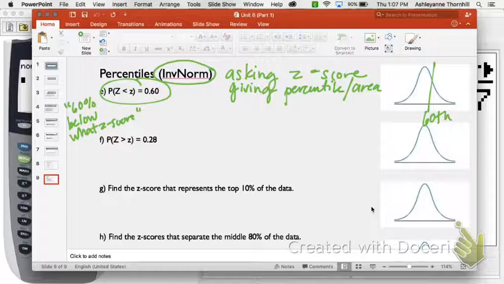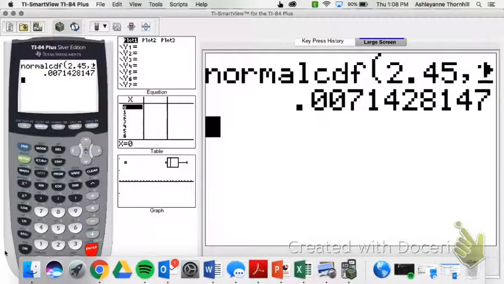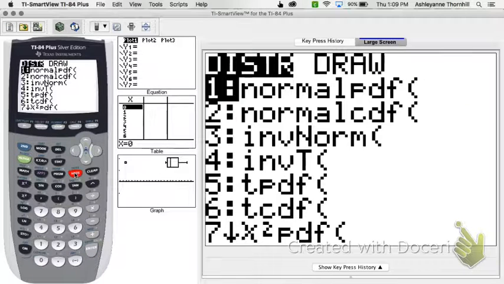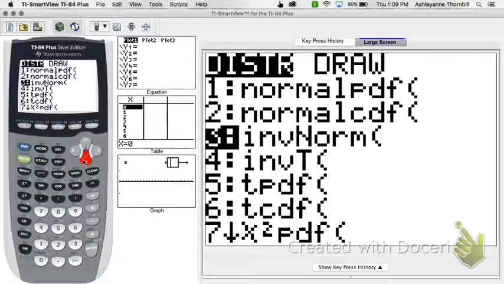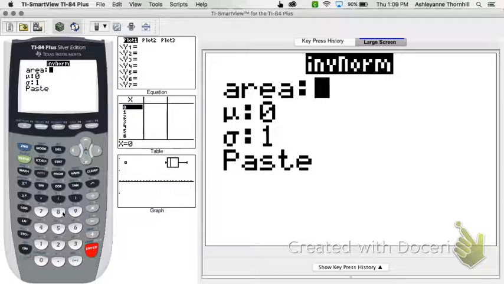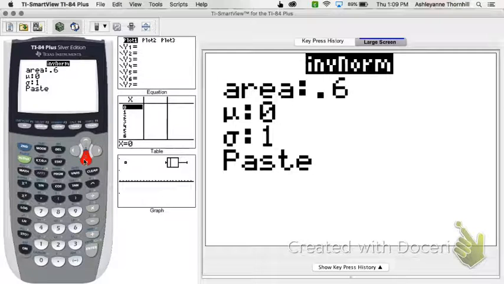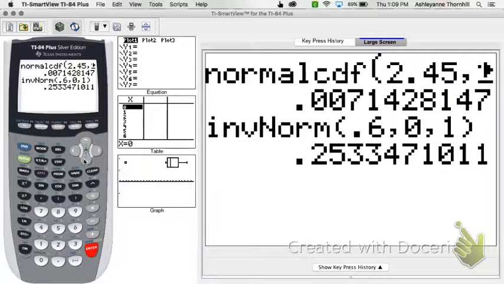So in my calculator, I'm going to pull it up here. I'm going to hit second vars again. Second vars. And now I'm going to go to option number 3, which is inverse norm. And for area, I'm going to put in 0.6. Then you'll leave the mean and the standard deviation as 0 and 1. The tail, leave it as left, always. Don't ever change that. Hit paste. And my z-score is 0.253.